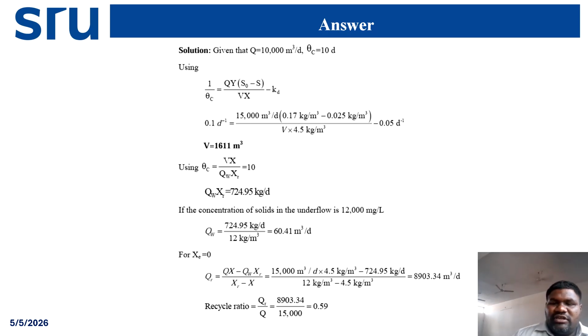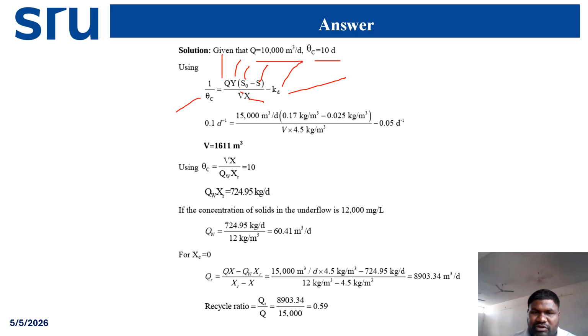First, in the question, Q is given as 10,000 meter cube per day. Theta C also is given as 10 days. So we know the formula 1 by theta C equal to, this is the equation. If we substitute these, S naught we know, S we know, Y we know, Q we know, KD also given, X also given, theta C also given. Only unknown parameter will be the volume. So after substituting all these values, the final volume will be 1611 meter cube.